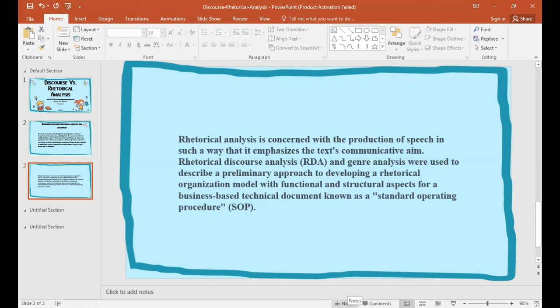So, tulad ng sinabi ko kanina, yung difference lang naman nila is yung discourse analysis nag-focus siya sa text inside the messages. And yung rhetorical analysis naman is yung pinaka main goal niya is to persuade. So, that's all for my part.